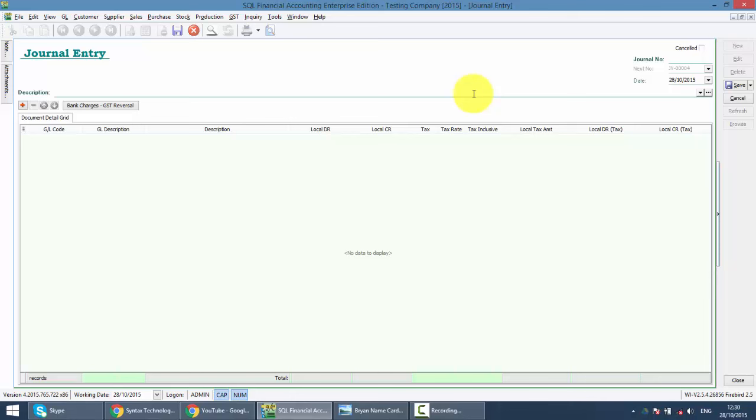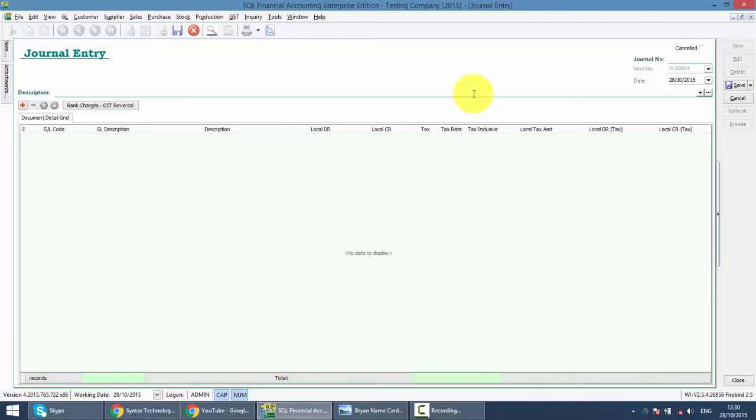But one thing that you must remember is in SQL accounting journal entry, you are not able to select customer and supplier. Any adjustment or any transaction that is related to customer or supplier needs to be done inside the customer or supplier module. If there is any adjustment, you need to do it through the debit note and credit note over that module.